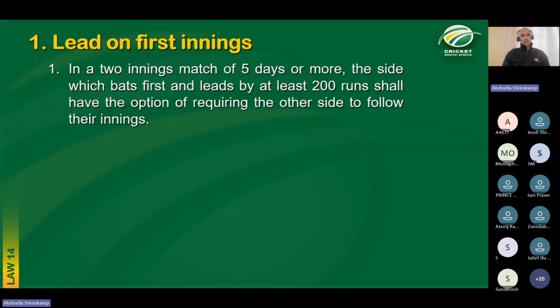So when it comes to a 2 innings match of 5 days or more, and let's use Test match cricket as an example, because 99.99% of Test match cricket spans over 5 days. So 5 days or more, the side which bats first and leads by at least 200 runs. The lead is calculated after both sides have batted. If the lead of the side batting first is at least 200 runs in a 5-day Test match, the captain of the side that batted first has the option of asking the other side to follow on. The option is on the table.